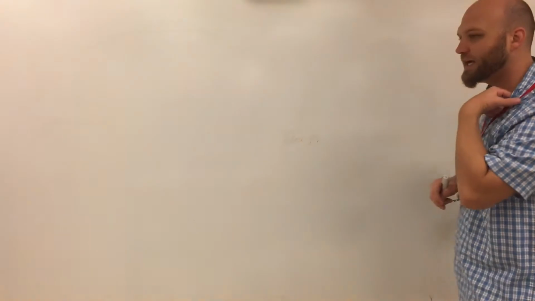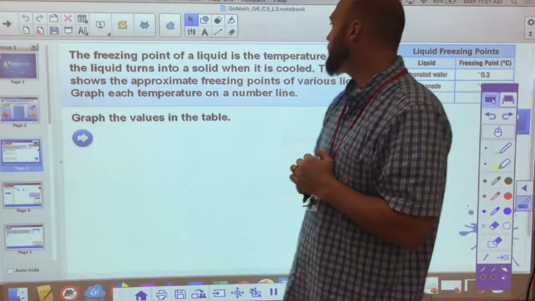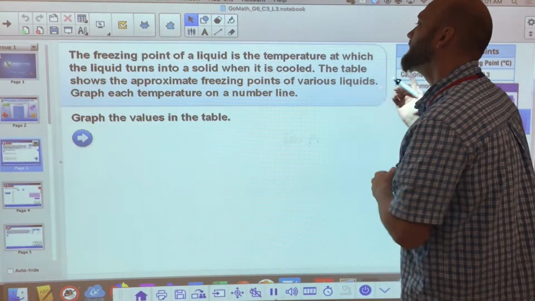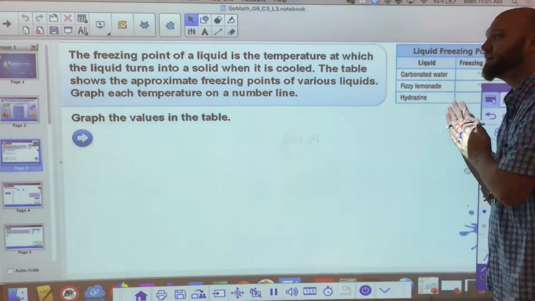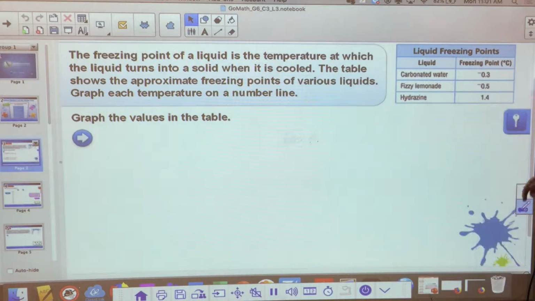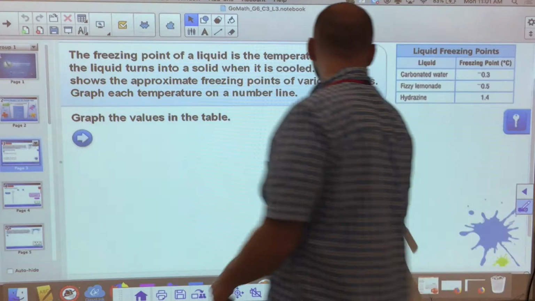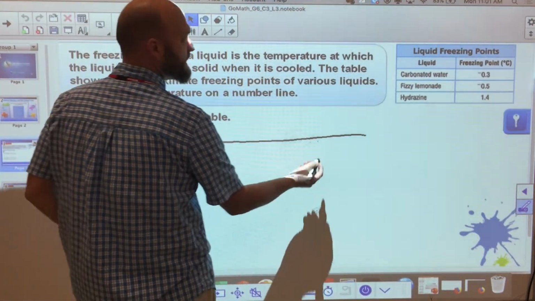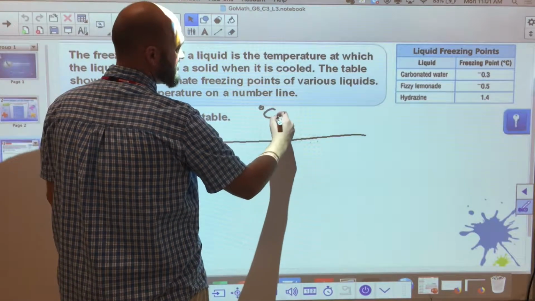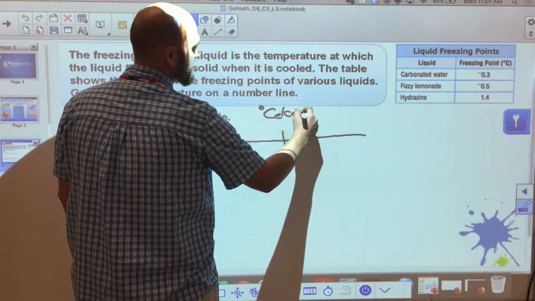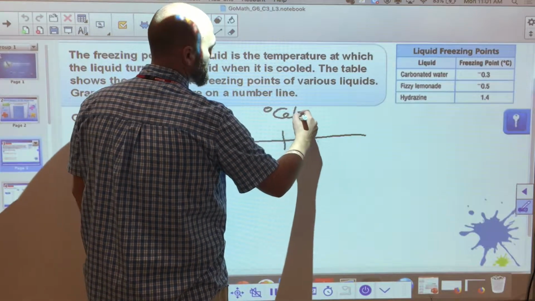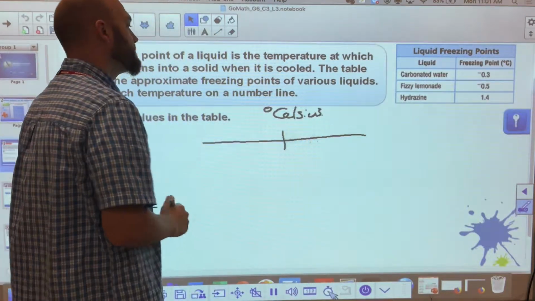So what would that look like in a word problem? The freezing point of a liquid is the temperature at which the liquid turns into a solid when it's cooled. The table shows the approximate freezing points of various liquids. Graph each temperature on a number line. So let me make this go right here. I see carbonated water. I'm going to make myself a little number line. And we are in degrees Celsius.